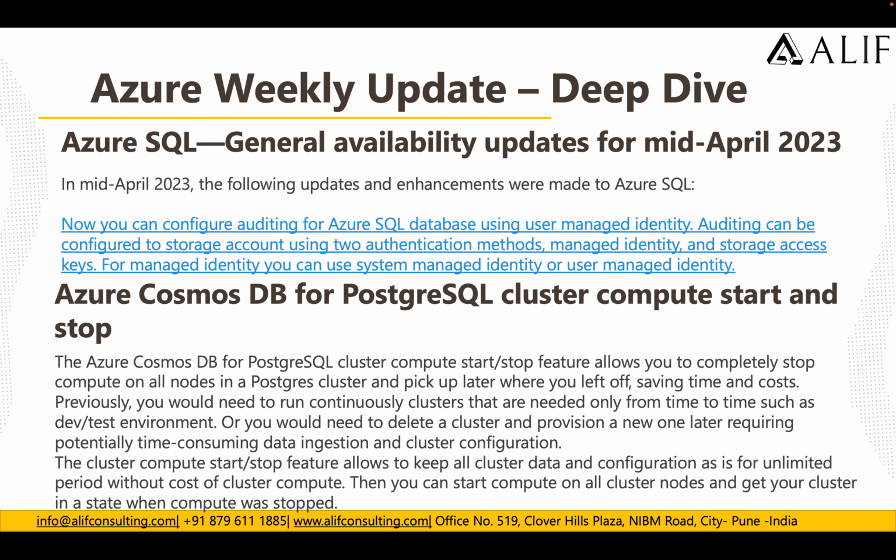As soon as our work is done, we can go ahead and shut down the Cosmos DB for PostgreSQL cluster, and as soon as we need it again, we can go ahead and start it. The cluster compute stop/start feature allows us to keep all the data and configuration as is for an unlimited period without the cost of the cluster compute. Then we can start the compute on the cluster, or all the cluster nodes, and get our cluster back in the state from when the compute was stopped.